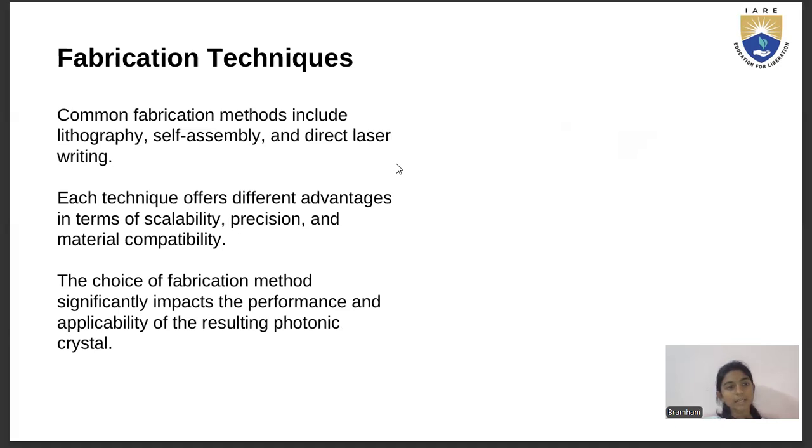Here, in fabrication techniques, we can observe the common fabrication methods and their different advantages, such as scalability, precision, and material compatibility. There are different techniques for each, and the choice of fabrication method significantly impacts the performance and applicability of the resulting photonic crystal.